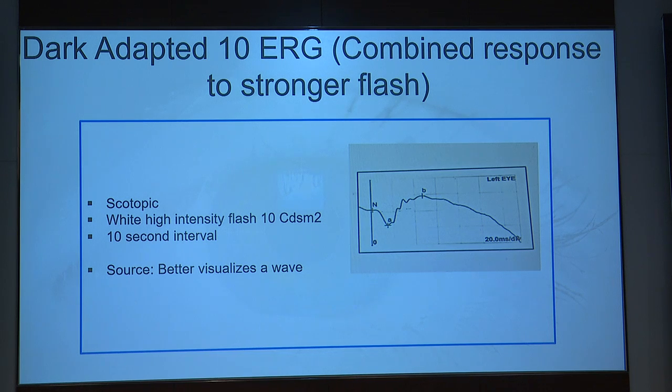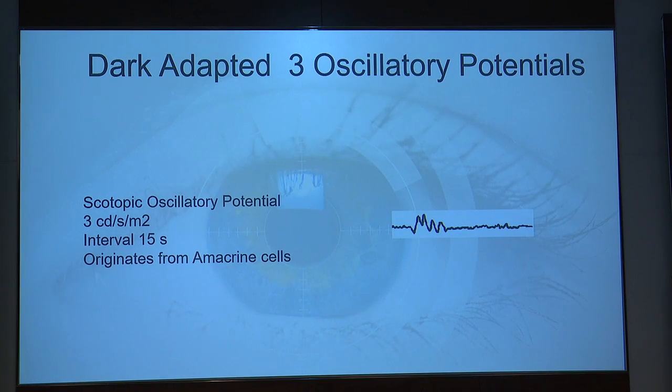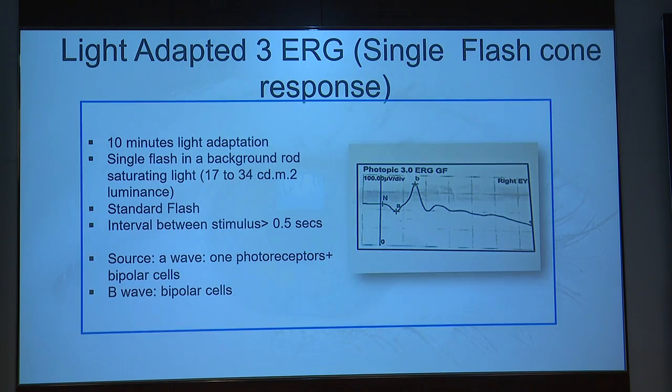And if it is the 10 ERG with a stronger flashlight, this is also scotopic, and the light intensity is on the higher side, that is 10 candela, and the interval between the two flashes is 10 seconds. So it visualizes the A wave better. If the light intensity is only 3 candela, but the intervals are every 15 seconds, then the waves that are generated are from the amacrine cells, which is at the ascending wave of the B wave. B wave is from bipolar cells.